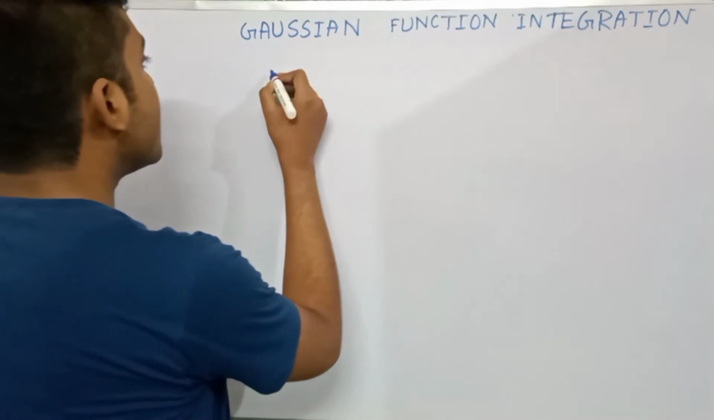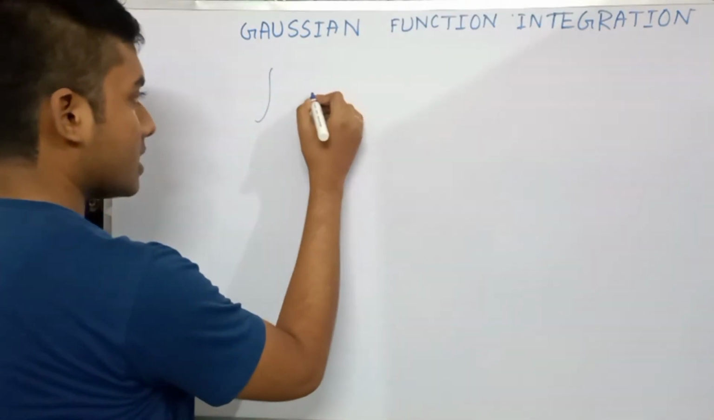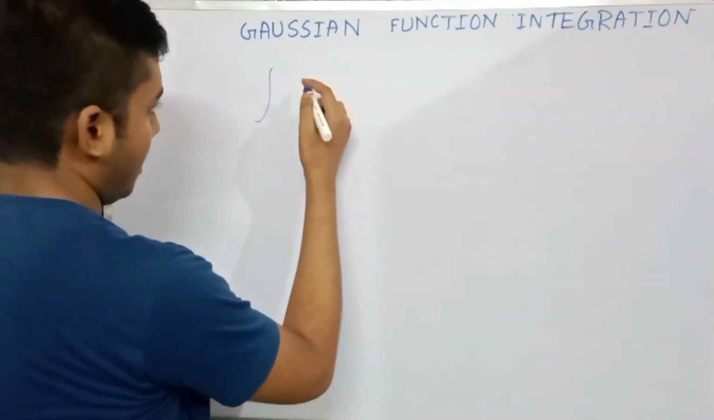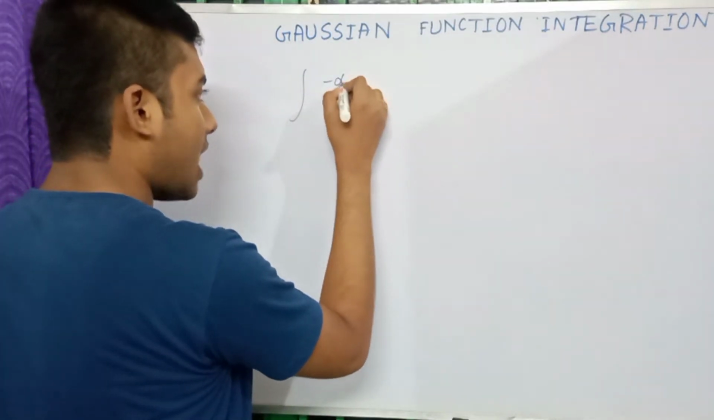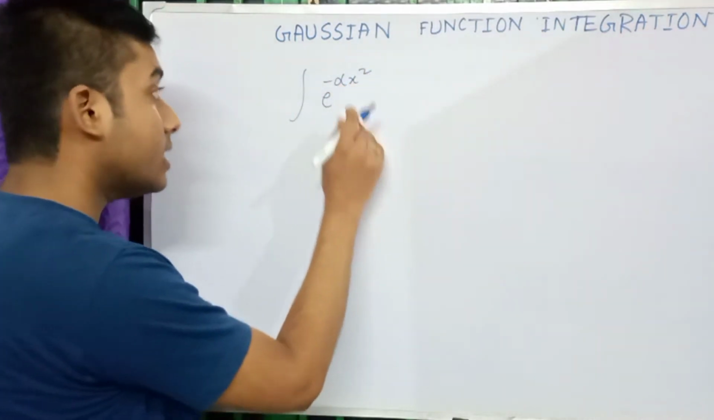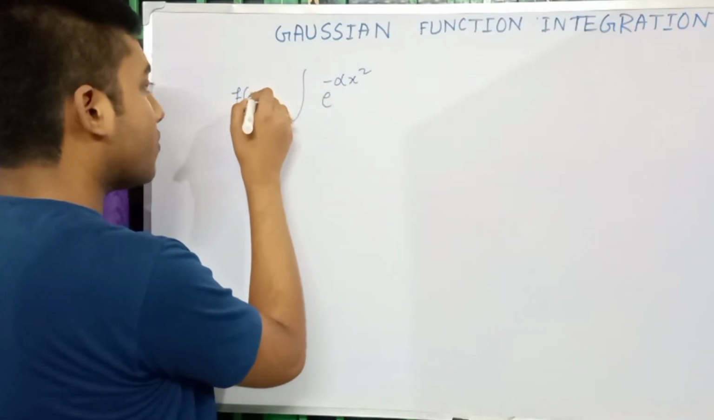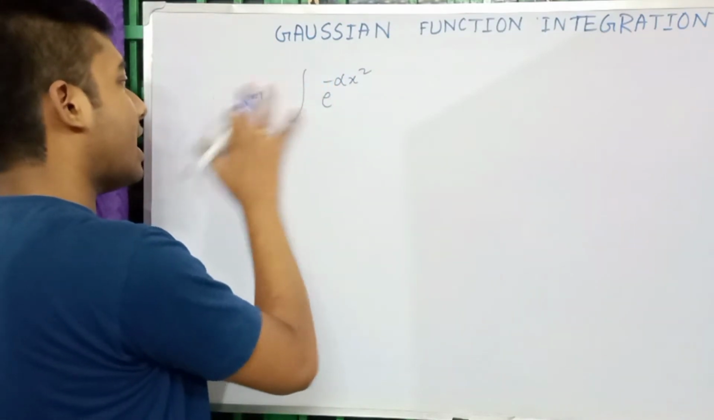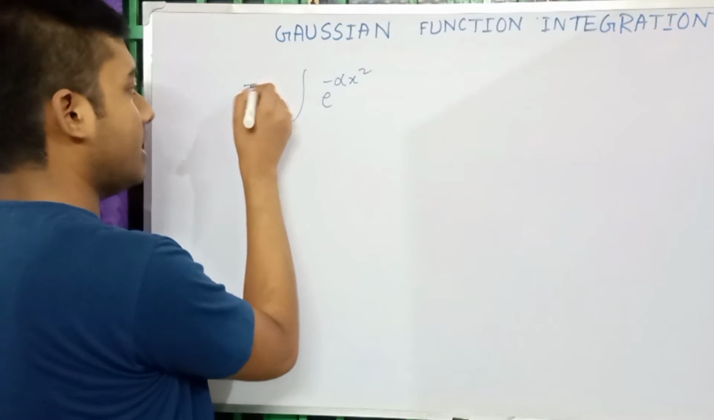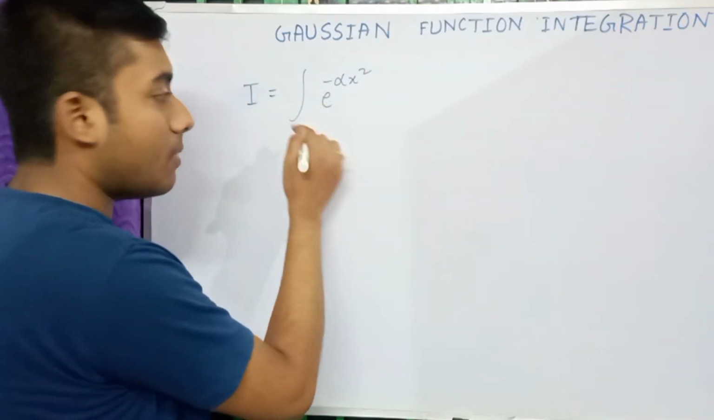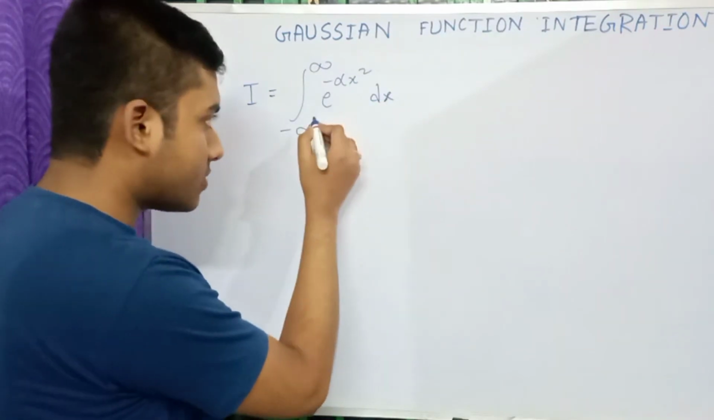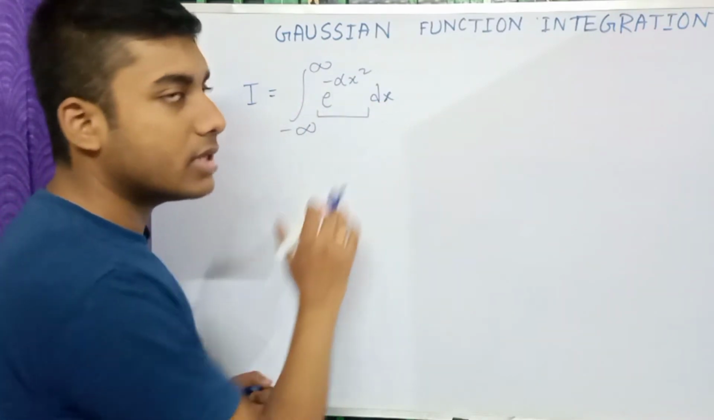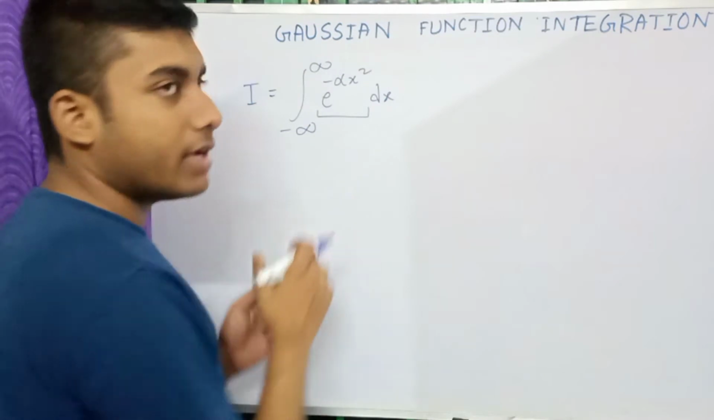The Gaussian function is like a e to the power minus alpha x square. So I am only taking e to the power minus alpha x square. Suppose this is our function f of x, or I am writing this with I, the integration. Now from minus infinity to plus infinity, we have to do this integration. This is the Gaussian function. Now the process is very simple.